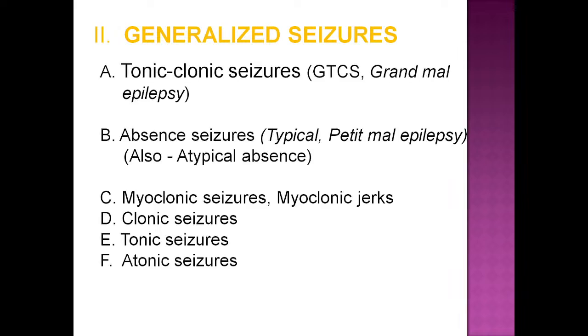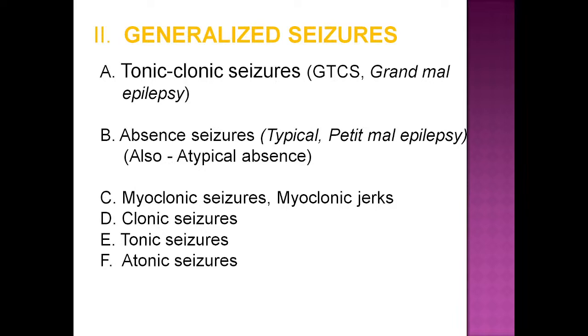Generalized seizures, as I mentioned in the previous slides, can have motor dominant manifestations. In that case, they are called tonic-clonic seizures or GTCS. GTCS stands for generalized tonic-clonic seizures. The old name used for these type of seizures was grand mal epilepsy, whereas absence seizures, the typical absence seizures, are non-motor type, where there are no or very little motor manifestations, but generally there are only sensory manifestations. So this was also called petit mal epilepsy. These are the typical absence seizures.